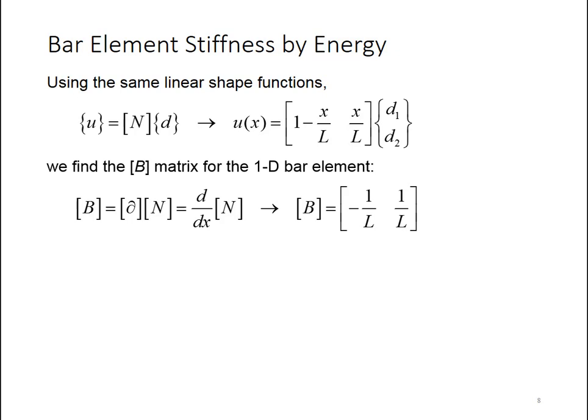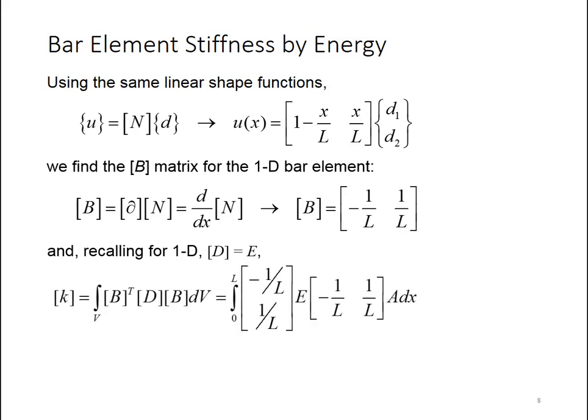Note that this is constant. It does not depend on position. This means that our bar element is going to have constant strain in it, because remember the B matrix gives us the relationship between the nodal degrees of freedom and the strain inside the element. Okay, so now in 1D, remember that the D matrix is just Young's modulus E. So K is then the integral over the volume of B transpose times D times B.